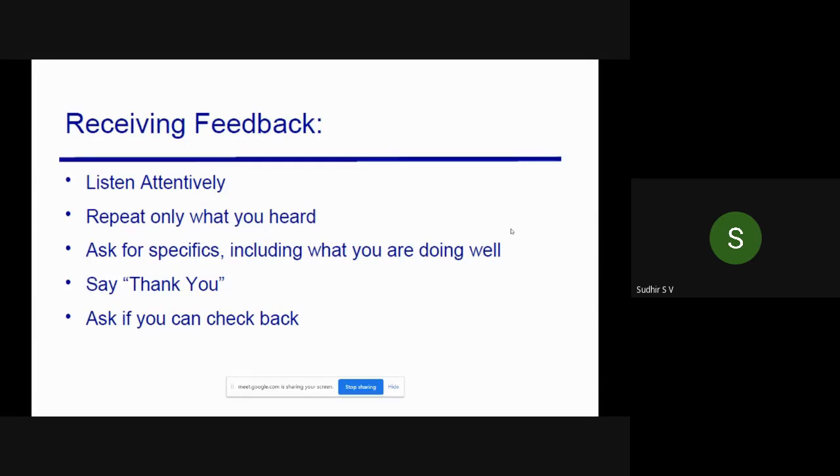So be very clear. Ask for specifics, including what you are doing well. You should never take only negative feedback. Somebody is giving you negative feedback, ask what is it that you find good about me, right? And after the feedback is provided, always thank the person who is giving feedback. Remember, it requires great courage to give feedback to somebody else. Ask if you can check back. So after doing this, can I check back with you? They say yes, that's very good. Okay. So this is about receiving feedback. I've spoken about giving feedback. I've spoken about receiving feedback.